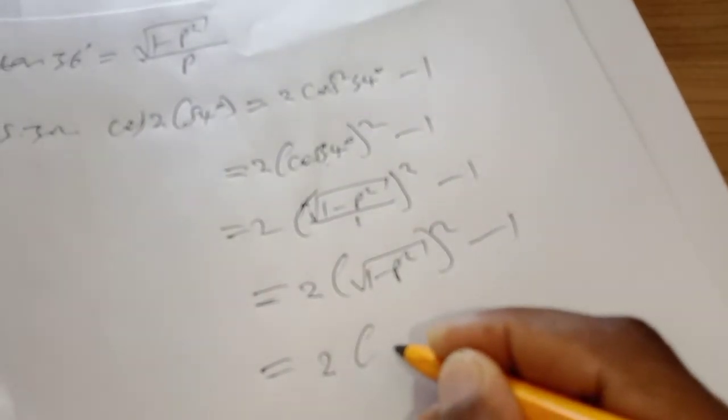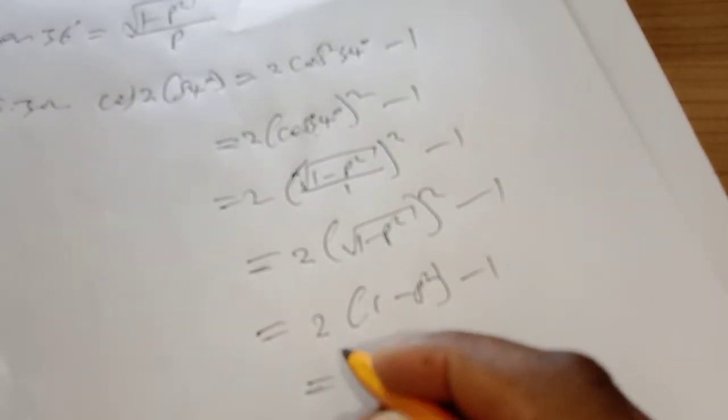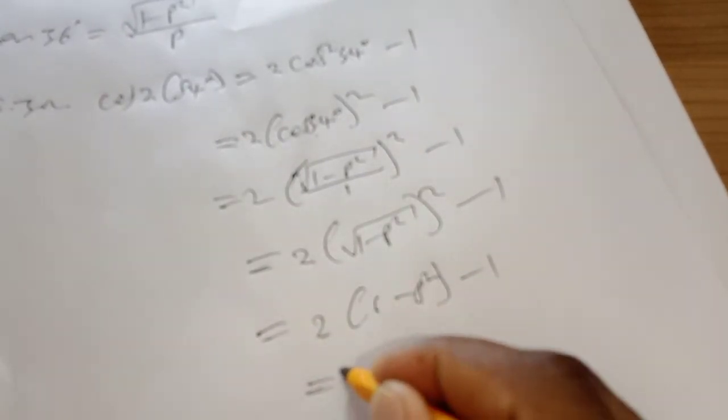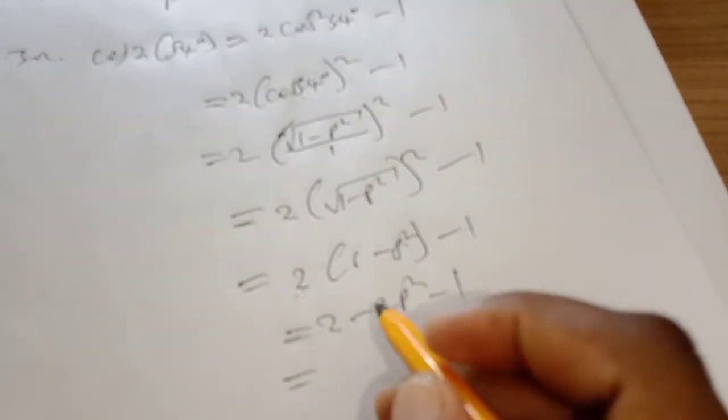And here I would have 1 minus p squared, subtracting 1 there. Then I would have this one multiplied by 2, and 2 multiplied by 1 gives me 2. 2 multiplied by negative p squared is going to be negative 2p squared minus 1, okay? Then here I'm going to do 2 minus 1 and remain with 1 minus p squared like that, okay? Then we are done with the answer to the question, okay?